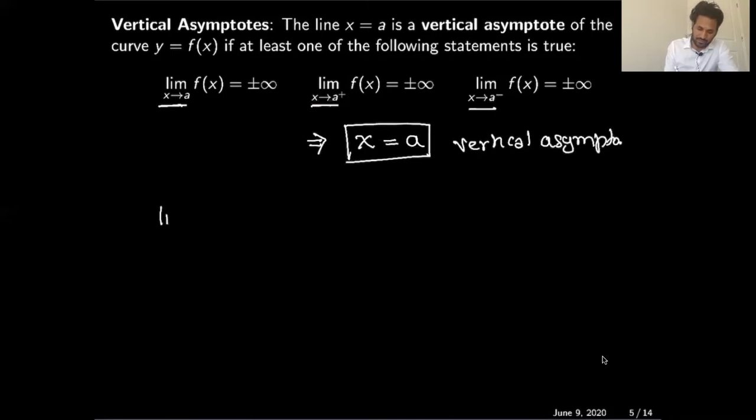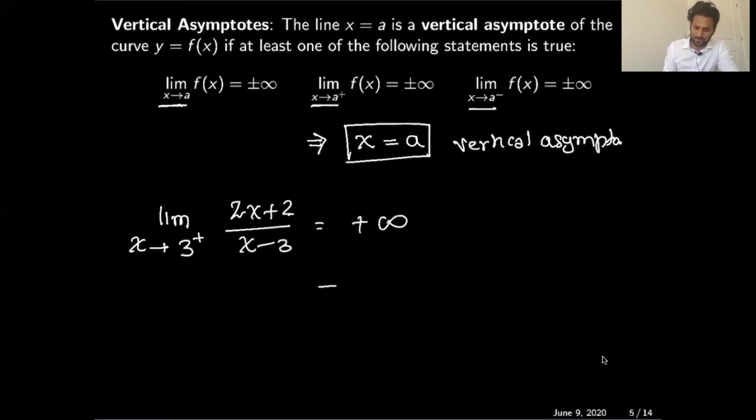For example, in the previous example, the limit as x approaches 3 from the positive side of (2x + 2)/(x - 3) was positive infinity. So this is enough to show that x = 3 is a vertical asymptote.